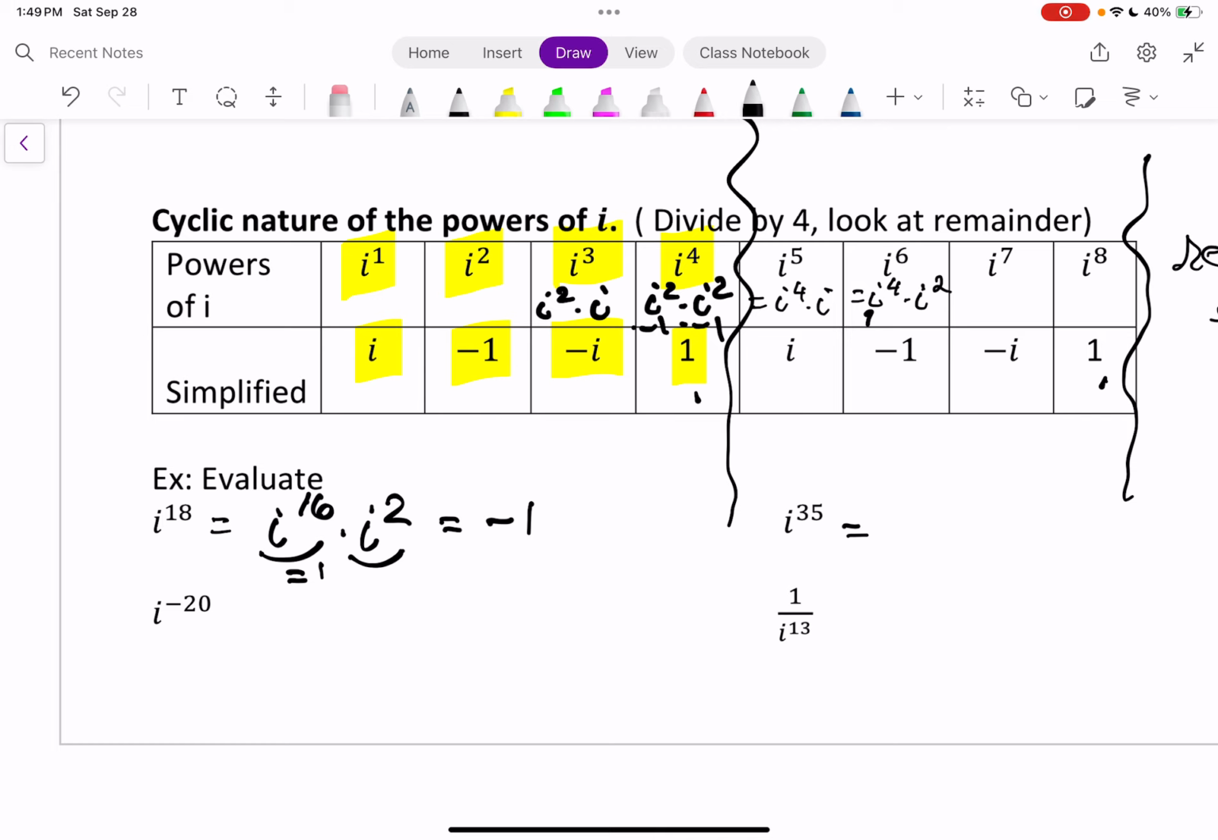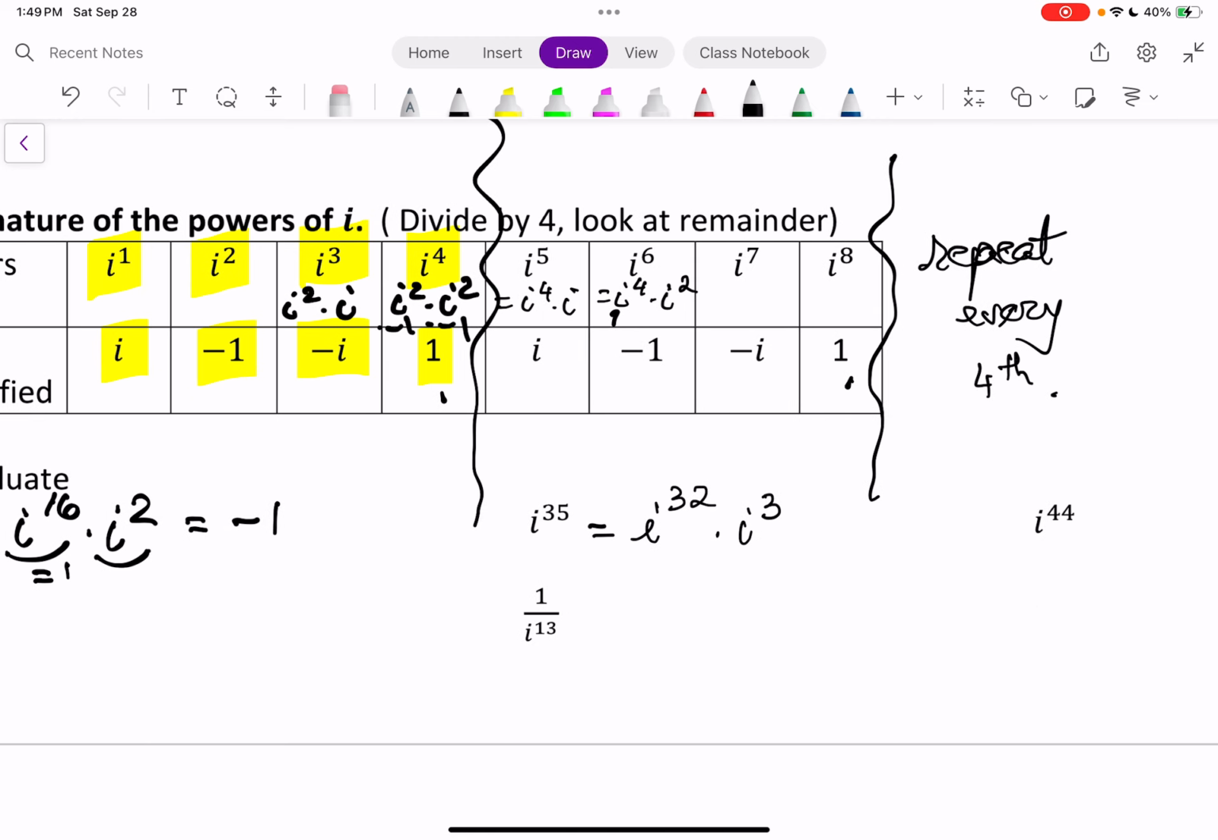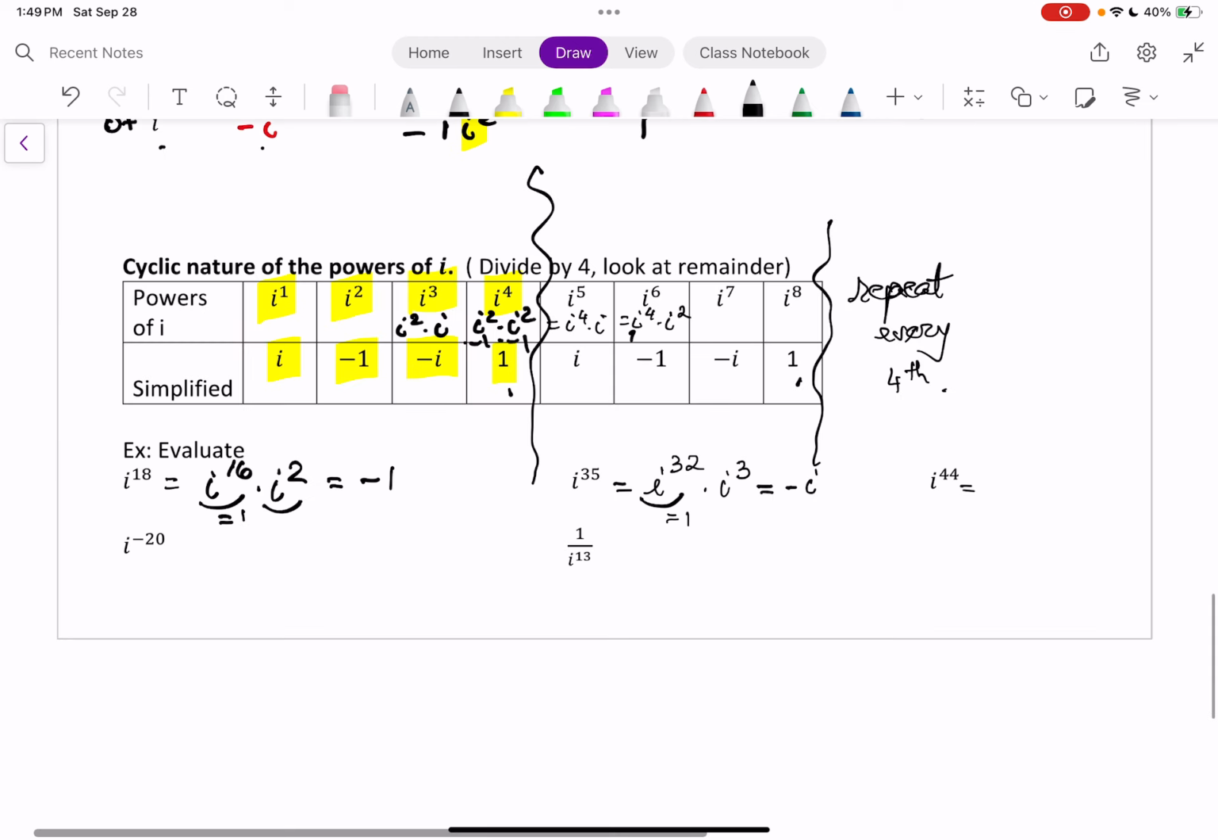i to the 35: 32 is a multiple of 4, so it's the same as i to the 32 times i cubed. So that's the same as i to the third, which equals negative i. i to the 44: 44 is already a multiple of 4, so it fits right here with every multiple of 4.